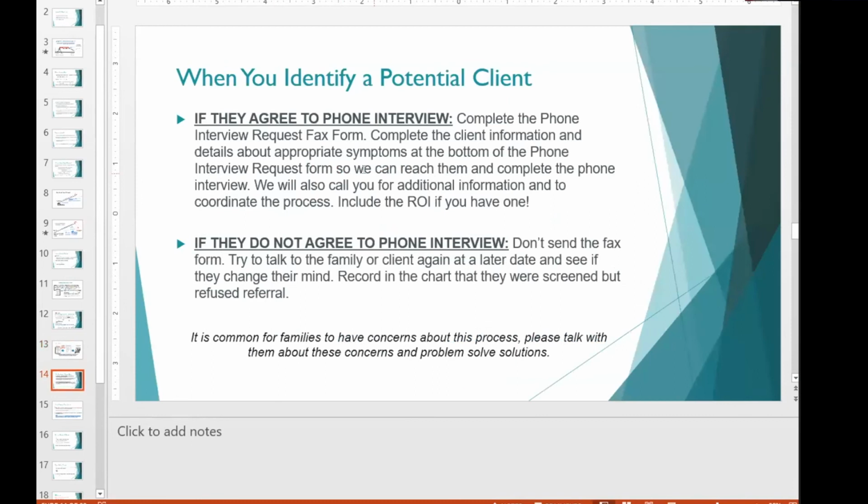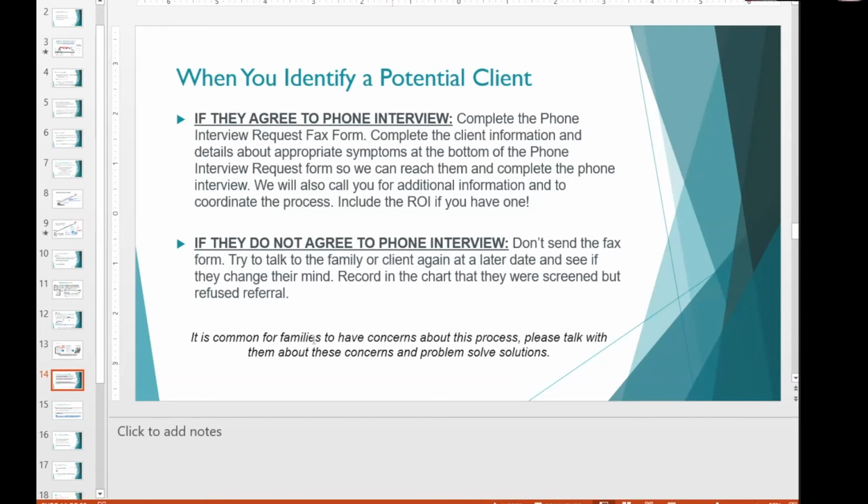Then here, we're going to talk with them about what to do, because they're always like, this is a whole new world of psychosis, and they're like, what do I do when they screen positive? How do I talk to them? So here's where we get into that part. If they agree to the phone interview, you're going to complete the fax form, tell us what they have, include the ROI. If they don't, don't send the fax form. Try to talk to them again later.